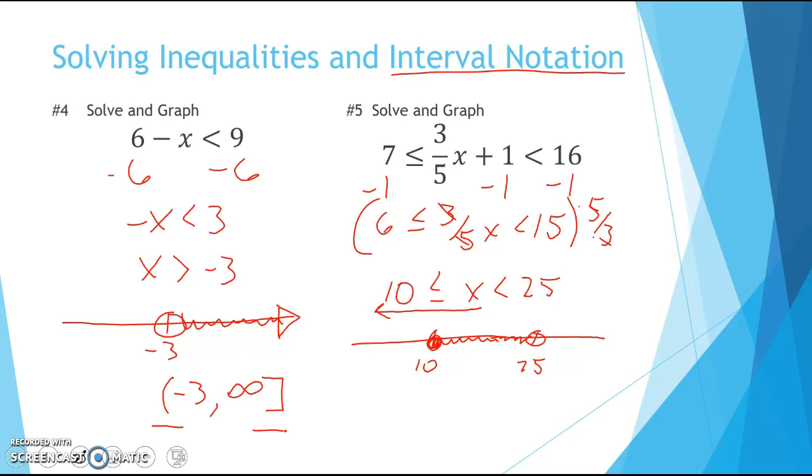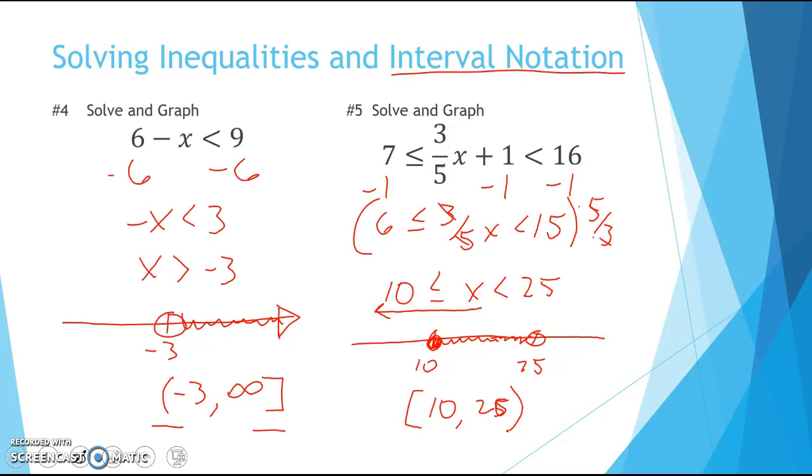So if I were to do the same thing with this compound inequality, it would look something like this. I'm going from 10 to 25. That's a 5 there. It does include 10, but it does not include 25. So interval notation for this particular graph would look like that.